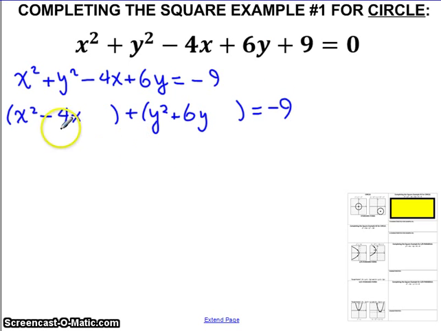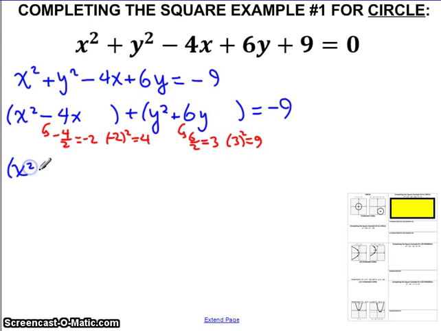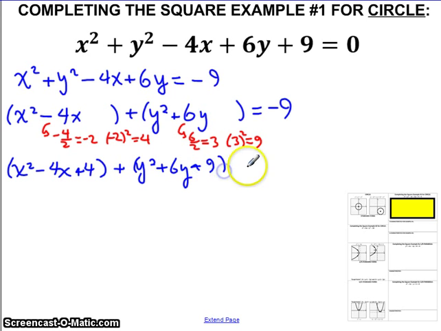So we're going to have to now do completing the square on both of these terms. So first, negative 4 over 2 gives us negative 2. If we square that we get 4. Right here we're going to get 6 divided by 2 equals 3. And if we square that, we get 9. And so we'll go ahead and put the 4 in here to complete the square. And then we will put the 9 in here to complete the square.